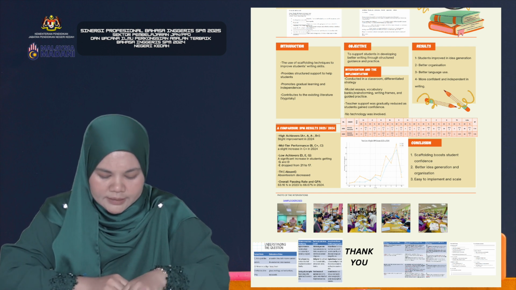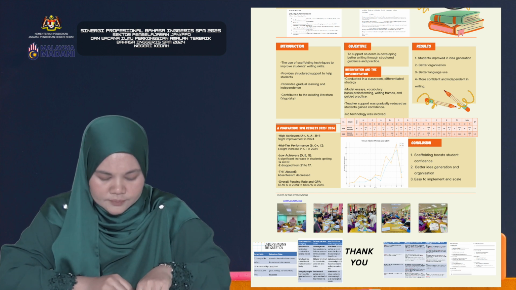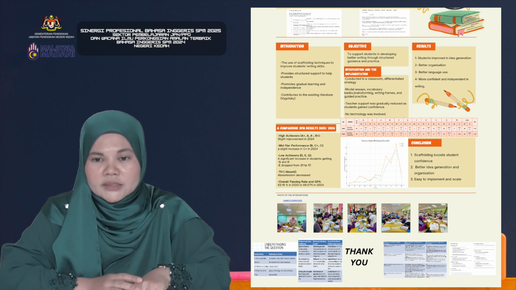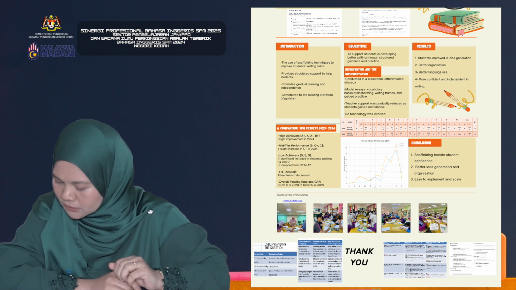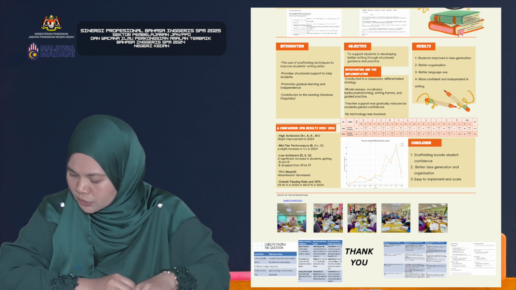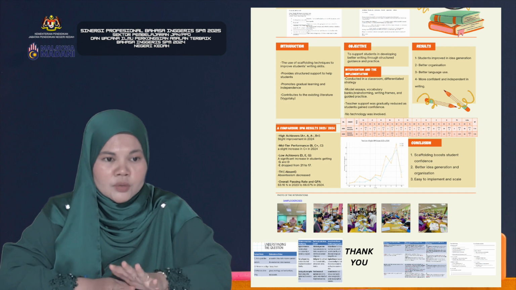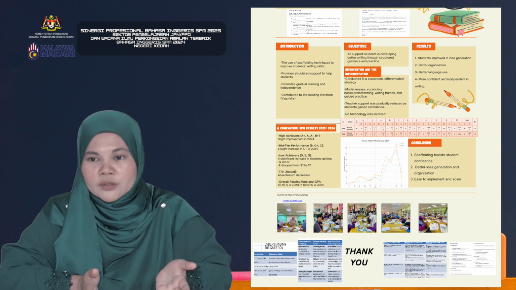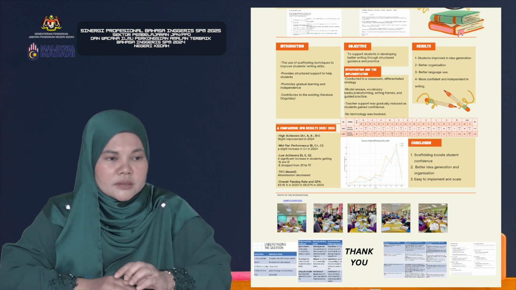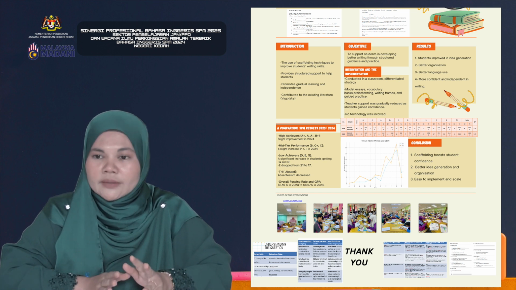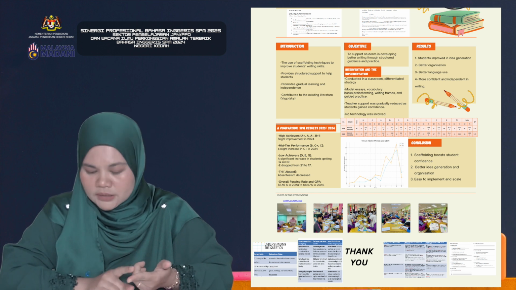Second one is better idea generation and organization. So the use of resources like model essays really helps them generate more ideas. And the last one is it is easy to implement and scale. So the method is really low cost because we can print all the things online, and then it can be easily replicated in other classrooms and can be adapted for various skills. For example, you can use scaffolding in reading as well as in speaking.